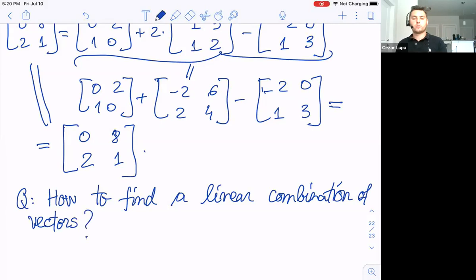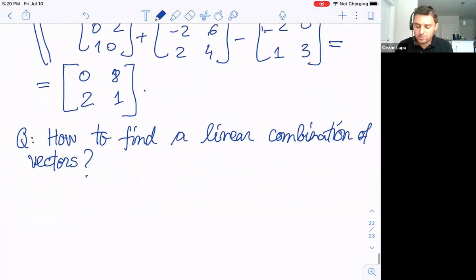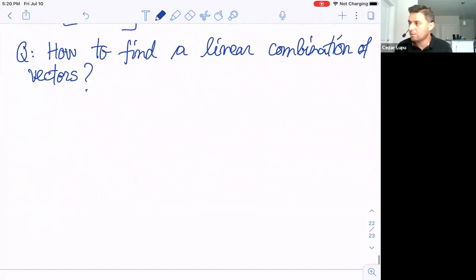That is the question I want to address. So, in other words, how do we find those scalars alpha, beta, gamma, such that a vector can be expressed as a linear combination of other vectors? And the following example will address exactly this issue. So we want to find a linear combination. Let me give you an example.